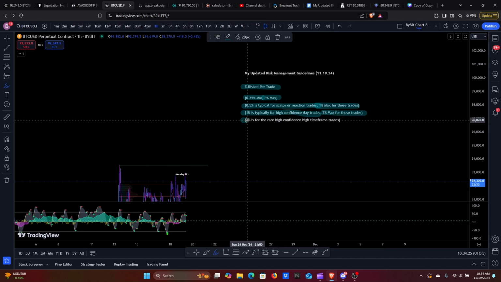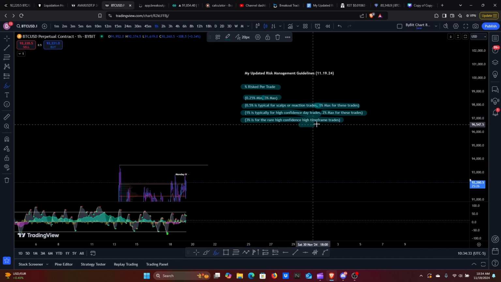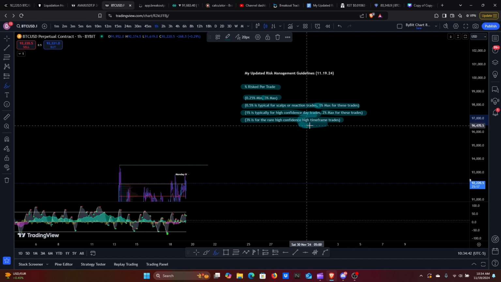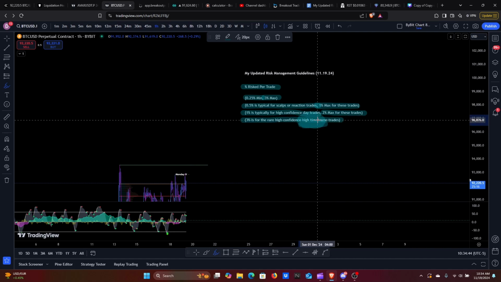And a 3% risk on one trade is for the rare high confidence, high time frame trades, which, again, sometimes I may enter on a lower time frame. Maybe I'm entering them on the 30, the 15, the 5 minute. But if it's based on a high time frame, and I have high enough confidence in it, then I may take a 3% risk on it.